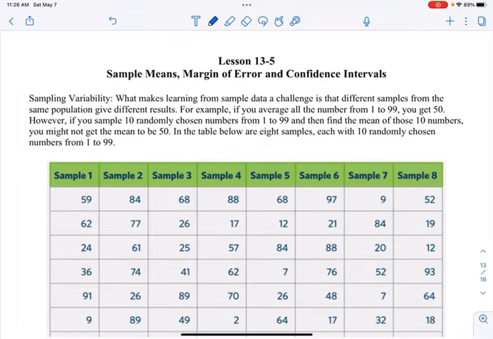So this lesson is about sample means, margins of error, and confidence intervals. So it's a couple pages, but more so because I have a lot of examples to show you.